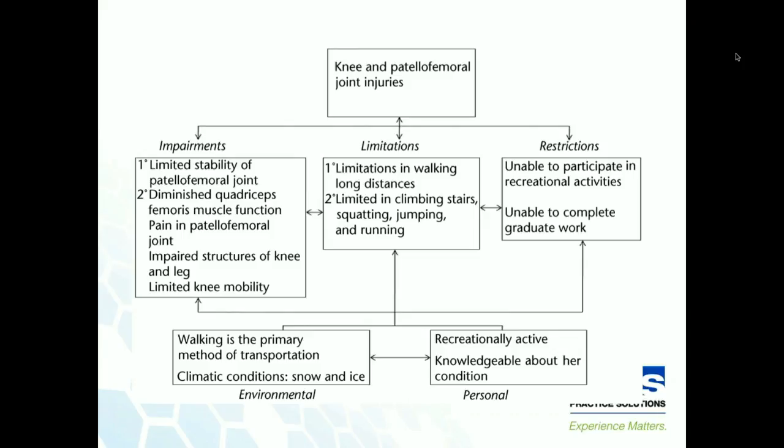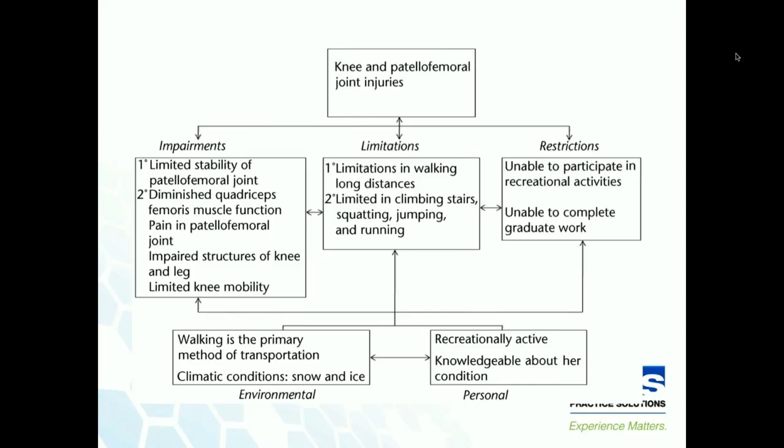So we're going to say that we have a 32-year-old woman here who has knee pain and patellofemoral joint injuries. So her impairments are she has limited stability of the patellofemoral joint. She's got diminished quad strength. She's got pain in her anterior knee. She's got impaired structures of the knee and leg and limited knee mobility.